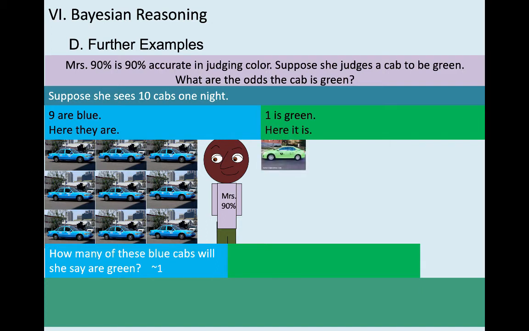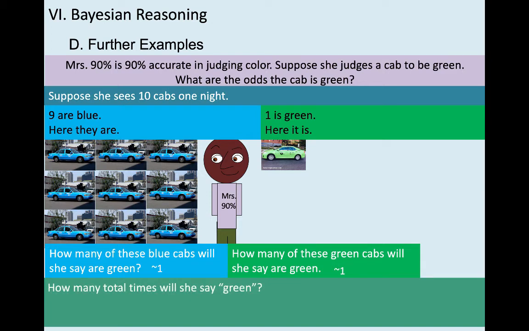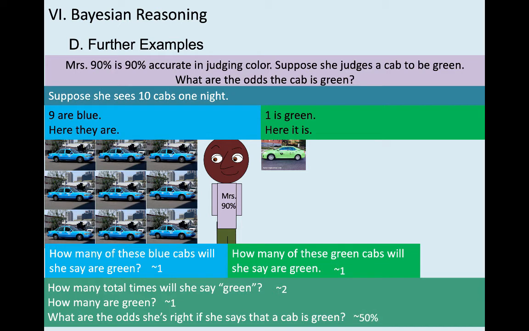And here's the green one. How many of these green cabs will she say are green? Well, she gets 90% of the color right 90% of the time. So for any particular one, the odds are she's going to get it right. So we'll say she says this one is green. So how many total times does she say green? 2. How many are actually green? 1. What are the odds she's right if she says the cab is green? 50%. So she's 90% accurate, but the odds that it's green if she says it's green are only 50% because most of the cabs that are in the town are blue.